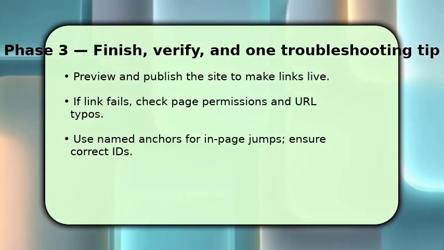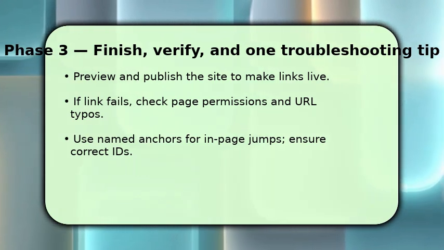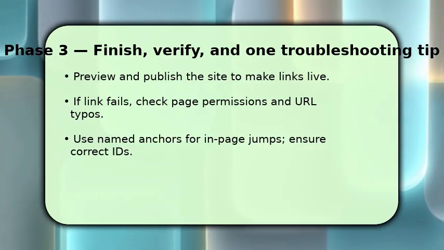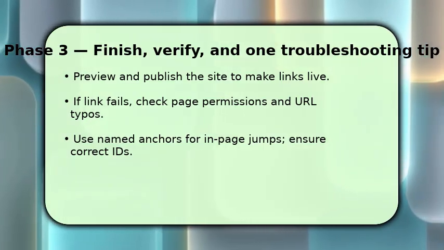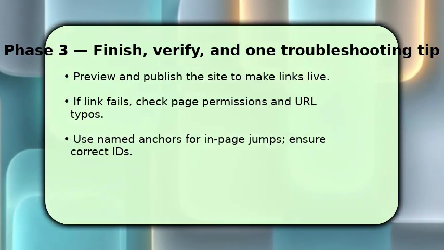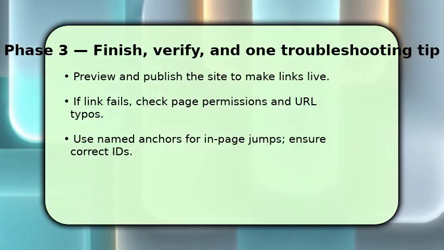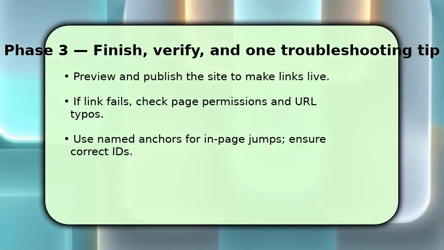If a link doesn't work, first check for typos in the URL and confirm the target page's permissions. Private pages won't open for others. For in-page anchors, ensure the section has a matching ID or named anchor. Without it, the jump won't land correctly. If problems persist, edit the link and reselect the target to reset the path.